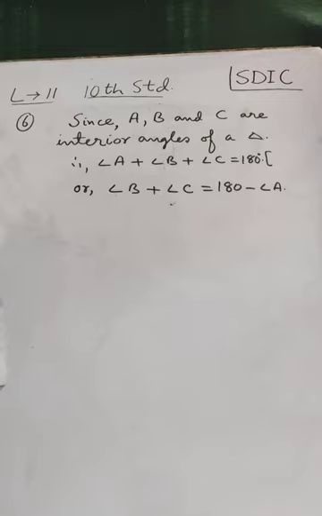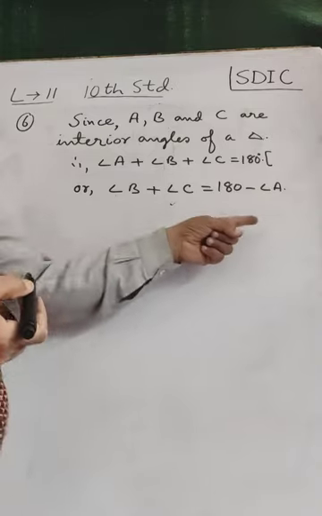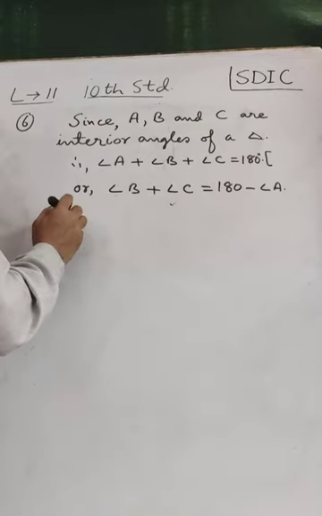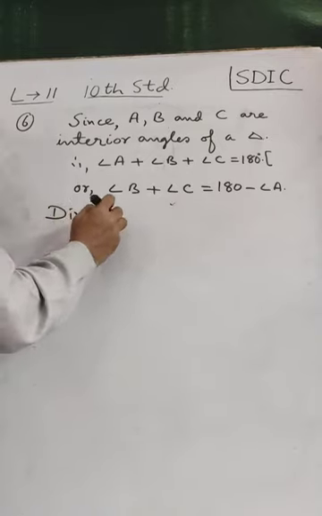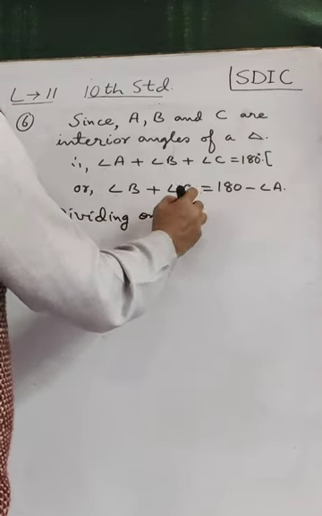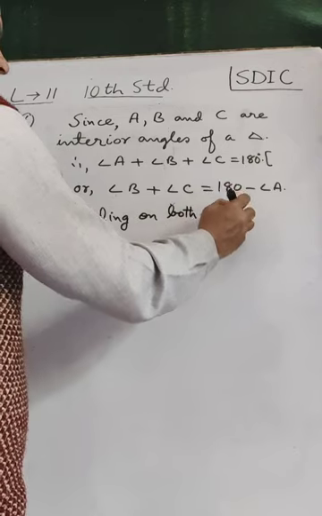So angle B plus angle C we got equal to 180 minus angle A. We transposed A because A is separated. B and C are together in the result to be proved. Then we find both these are divided by 2. B plus C is divided by 2. A also is divided by 2. So this helps us to understand that you have to divide this relation on both sides by 2. Right, dividing on both sides by 2.